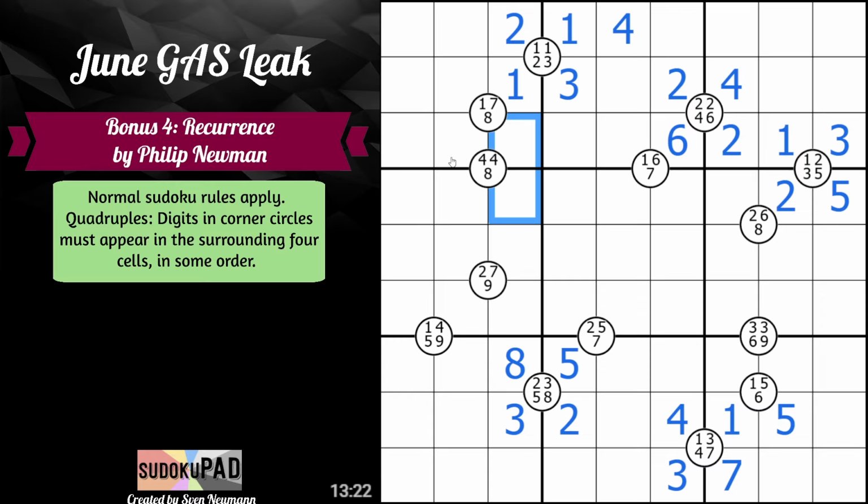8 has to go somehow between these two cells and these two cells. If this was 8, there would be nowhere to place 8. So that means 8 in fact does go there. This is 4. This is 7. Now, of course, it seems so obvious. 2 here, 7 here. 6.